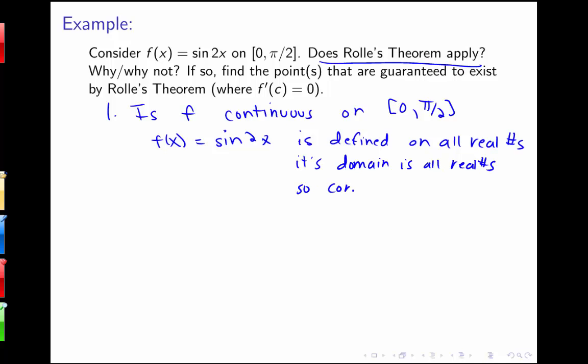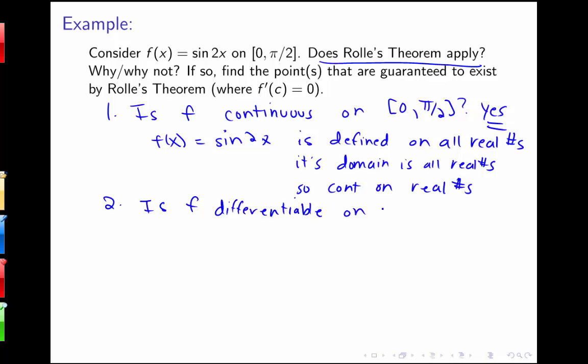So continuous on all real numbers. So it's certainly continuous on this small interval from 0 to pi halves. So that's certainly true. Okay. So what about differentiability? Is f differentiable on the interval, the open interval from 0 to pi halves?